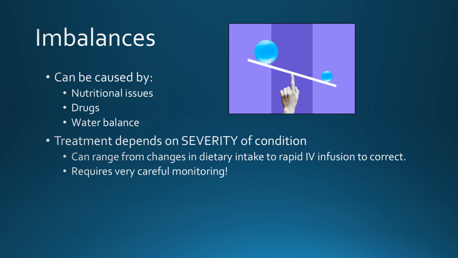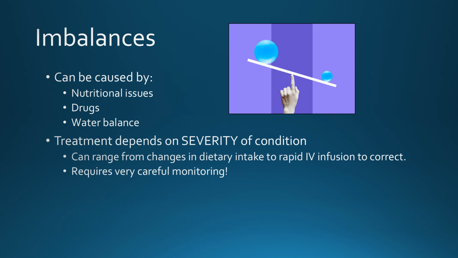So imbalances can be caused by nutritional issues, drugs, and water balance. And that is a huge oversimplification. If you're going to have damage to tissues from a trauma, there are other things that can cause imbalances. But I would say nutritional issues, drugs, and water balance are kind of the big picture.